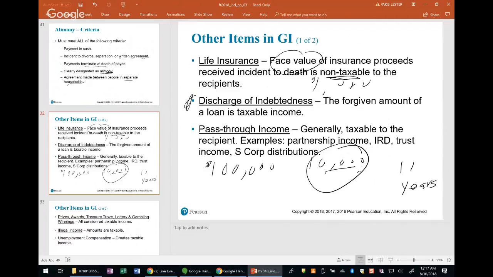Discharge of indebtedness. All right, this is a biggie. Were any of you ever discharged of a debt? A few years ago, people got in trouble with credit cards. The credit card company discharged them of a debt. All right. And of course, you have to pay taxes on it.